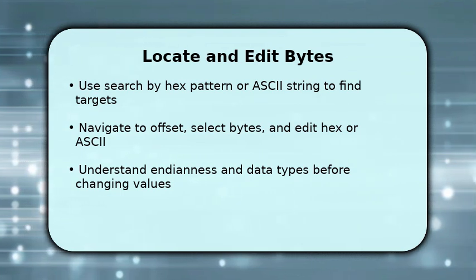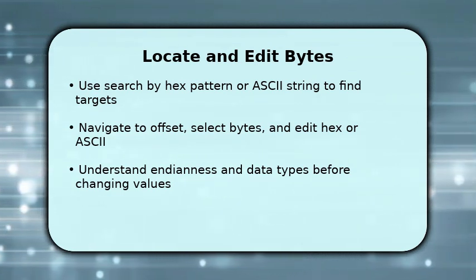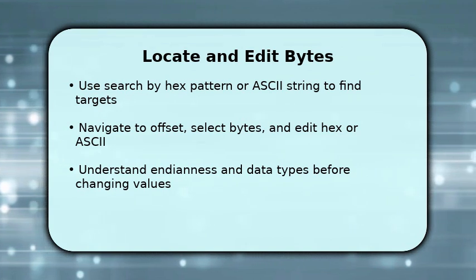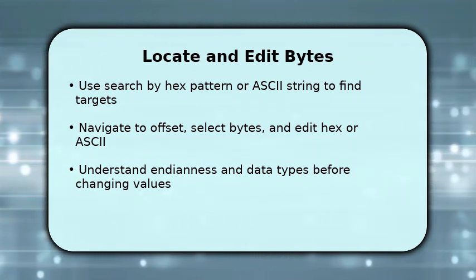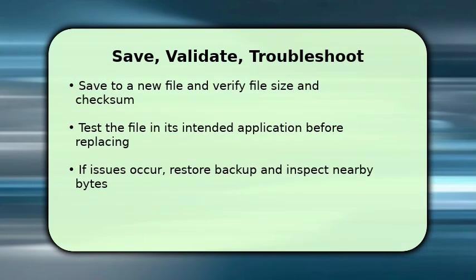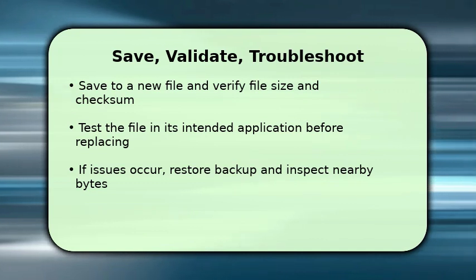After each change, validate nearby structures and use undo checkpoints if your editor supports them. Finally, save your edits to a new file and verify file size and checksum to ensure no unintended truncation or padding occurred. Then test the modified file in its application. If it behaves correctly, replace the original.